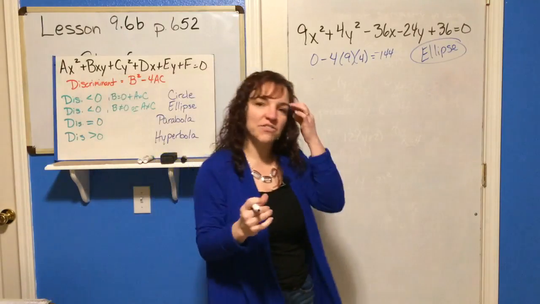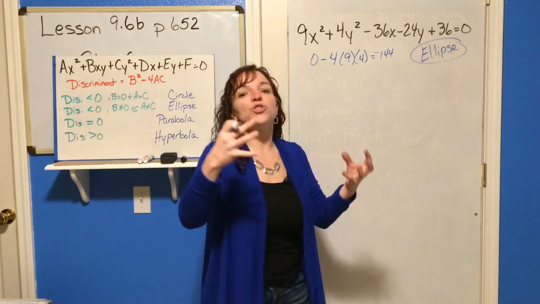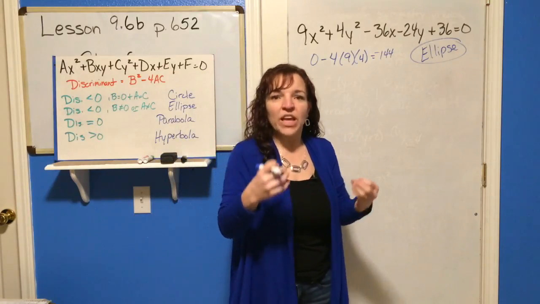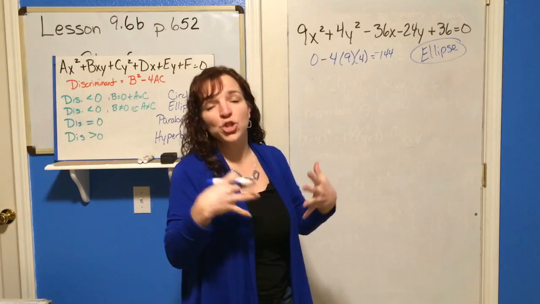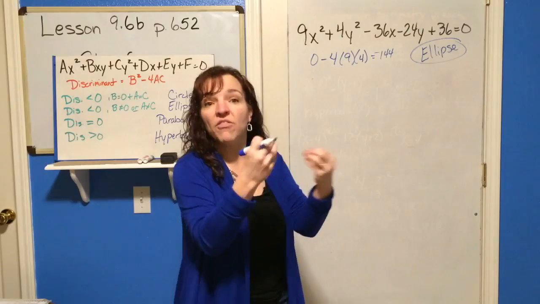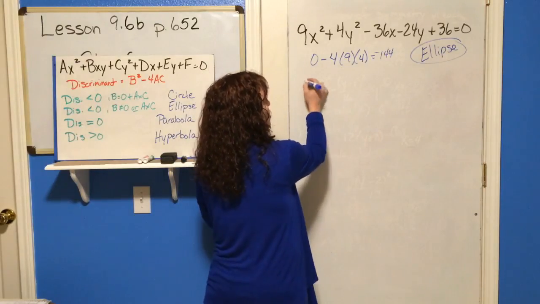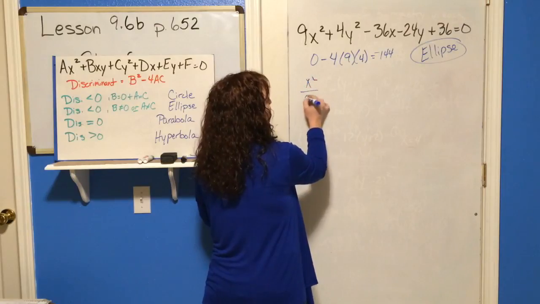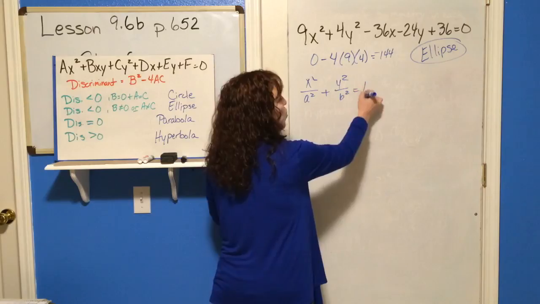So then what I'm going to ask you to do next is not only classify that, I want you to determine what it is, then I'm going to want you to graph that ellipse. In order to graph the ellipse, or whatever shape, you've got to put it into the standard form of that shape. And if you'll remember, the standard form of the ellipse is going to be the x squared over a squared plus y squared over b squared equals 1, right?